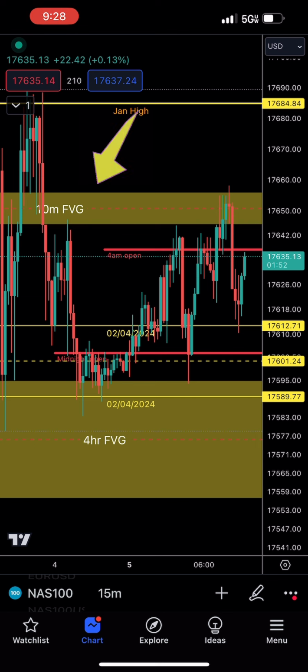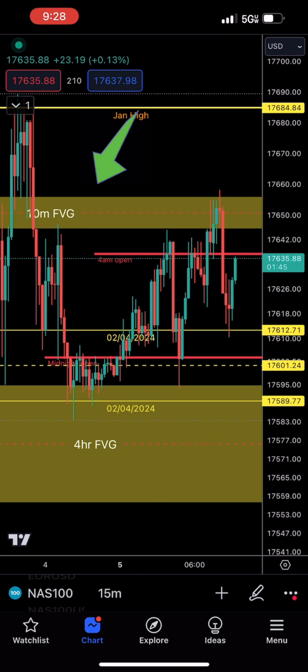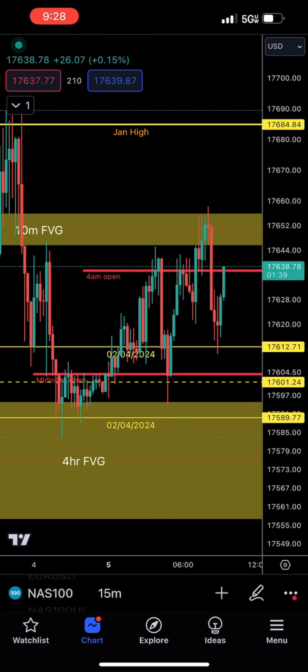So we could just very well see the market go into this 10-minute fair value gap, come back down and drop down into this 4-hour fair value gap. And then after it forms some type of support in this 4-hour fair value gap, we could see it go up there and reach for the previous day's high. Okay, so that's one analysis that I have so far of what could happen.